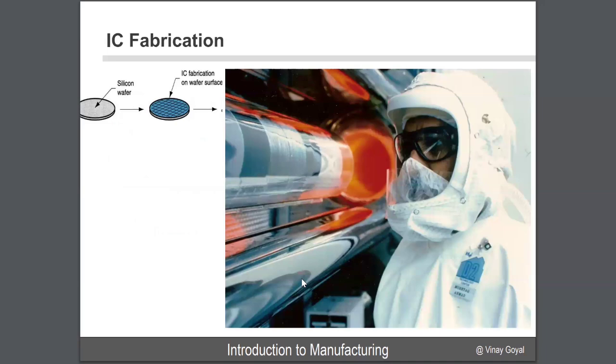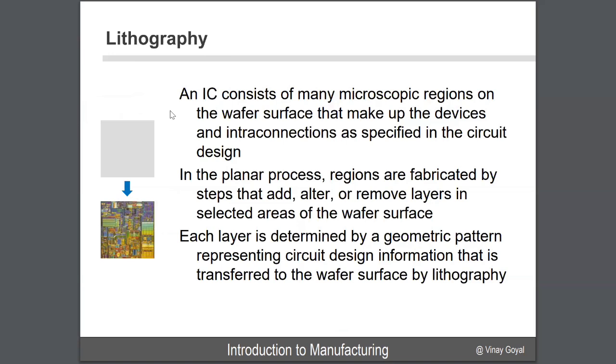Then we talked about the integrated circuit fabrication process onto the wafer. That's what we discussed next. And lithography is what we talked about, that allows you to imprint a geometric pattern that represents the circuit design information. You transfer that into the wafer using lithography. And that's what's going to allow you to create the interconnections in the circuit design.